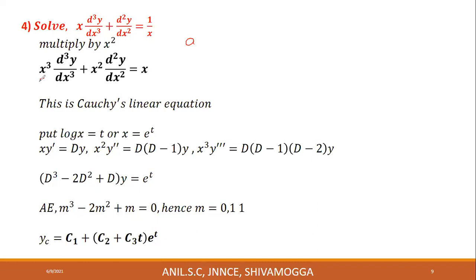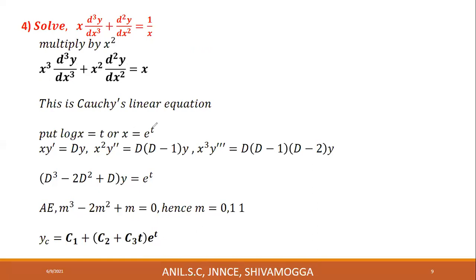It is actually ax plus b whole cube, and here a is equal to 1 and b is equal to 0. Therefore, this becomes x cube. x cube into d cube y by dx cube plus x square into d square y by dx square is equal to x. Therefore, this is a Cauchy's linear differential equation. You have to mention this. And we take the same substitution for all problems of this type.